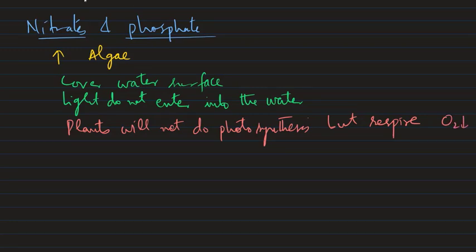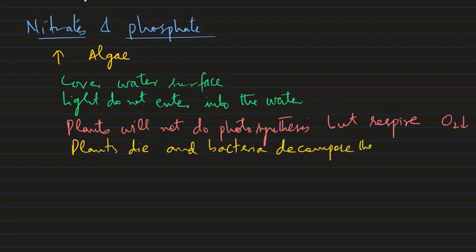Now what next? Plants ultimately die and bacteria decompose them. As a result, the oxygen level further drops, and ultimately animals start dying. This whole series of steps which are taking place is collectively called eutrophication.